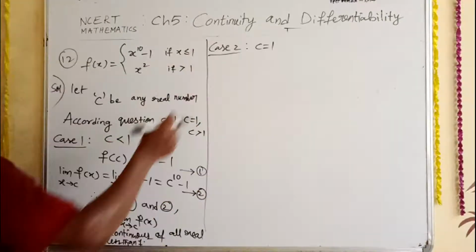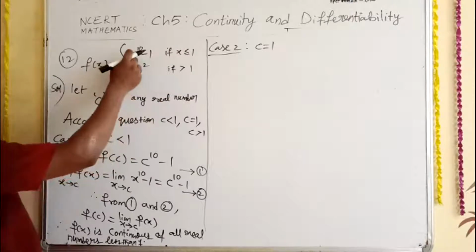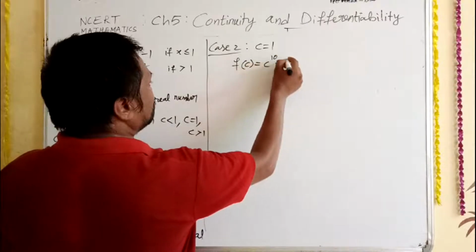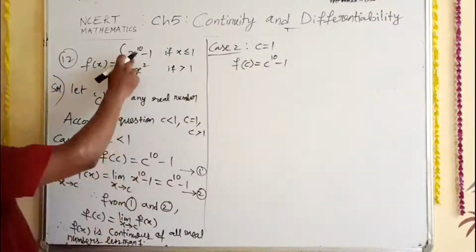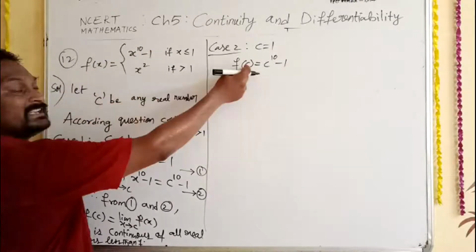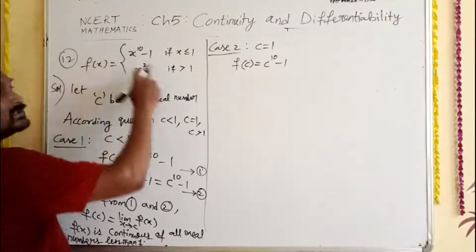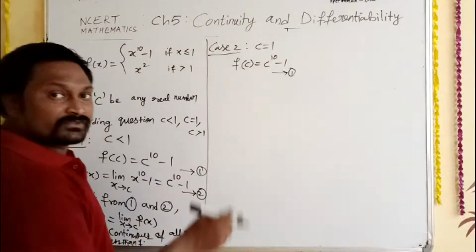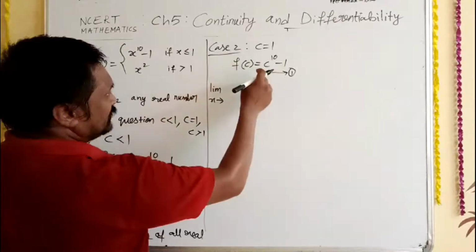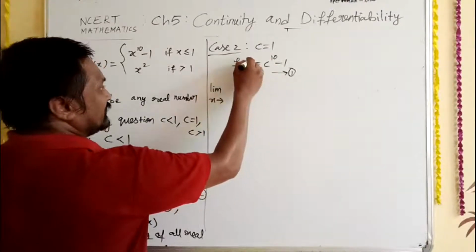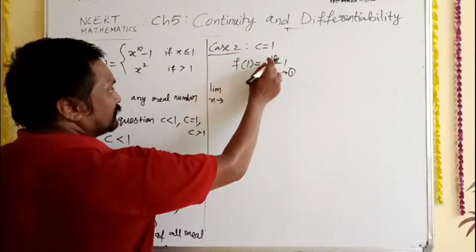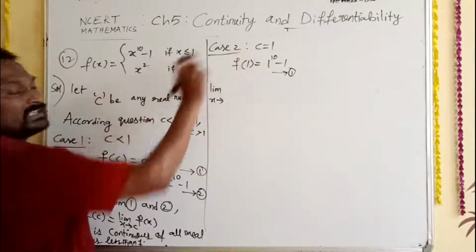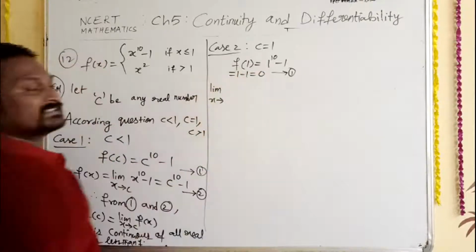Now let us go for C is equal to 1. Whenever C is equal to 1, what is your formula? The function is x to the power of 10 minus 1. So f of C is equal to C to the power of 10 minus 1. f of C means wherever x is there, substitute C. So C to the power of 10 minus 1. The left hand limit and right hand limit also you have to find. Here C is equal to 1, so f of 1 is 1 to the power of 10 minus 1, that is nothing but 0.